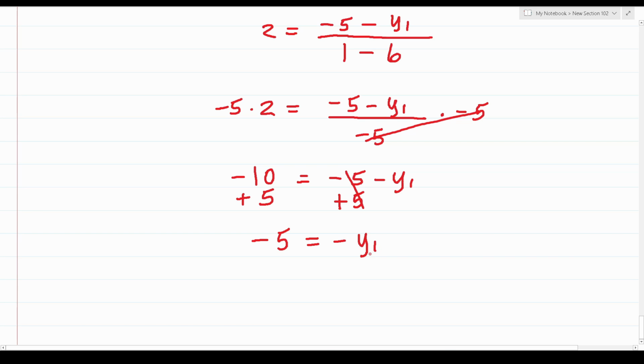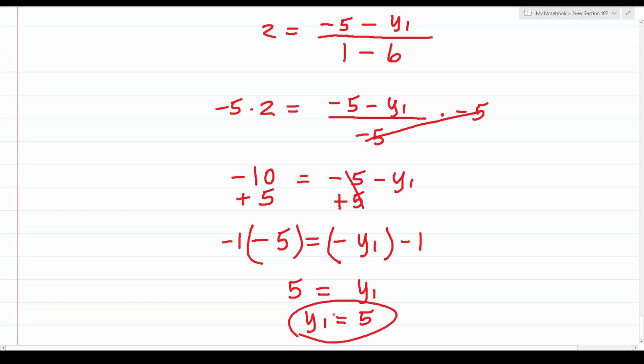We just want y1. So what I'm going to have to do is multiply this side by negative 1 because I know a negative times a negative is a positive. Therefore, I know negative y1 times negative 1 is just going to be y1. But that said, I have to do it to both sides of the equation. So this is negative 1 times negative 5, which is just 5. And as you can see, y1 equals 5. All right, so kind of a challenging algebra problem there.